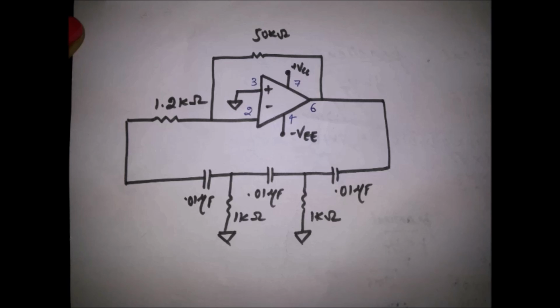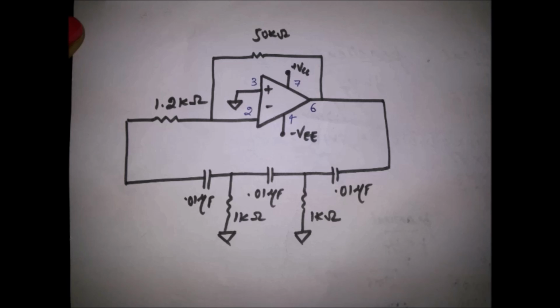At some specific frequency, when the phase shift of the cascaded RC networks is exactly 180 degrees and the gain of the amplifier is sufficiently large, the circuit will oscillate at that frequency. This frequency is known as the frequency of oscillation, which will be calculated in further parts of our video using theoretical and practical values.